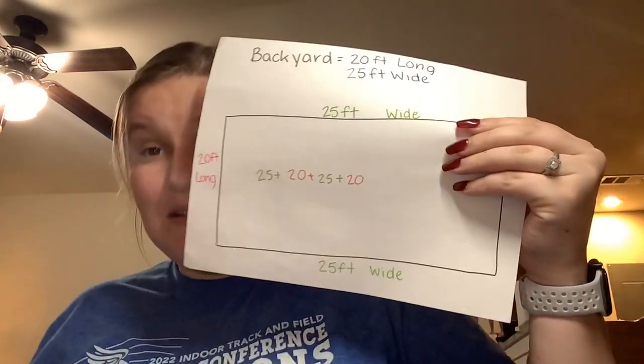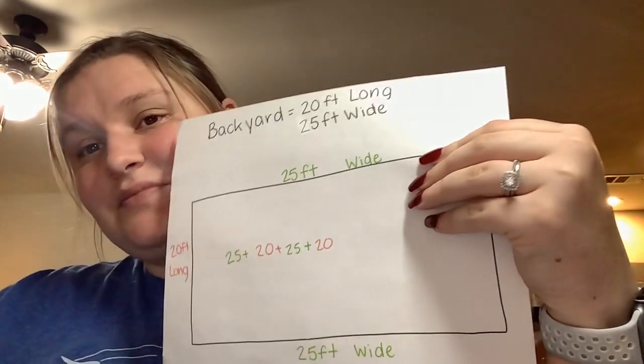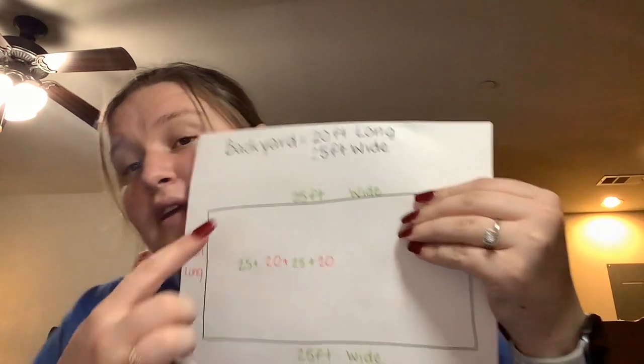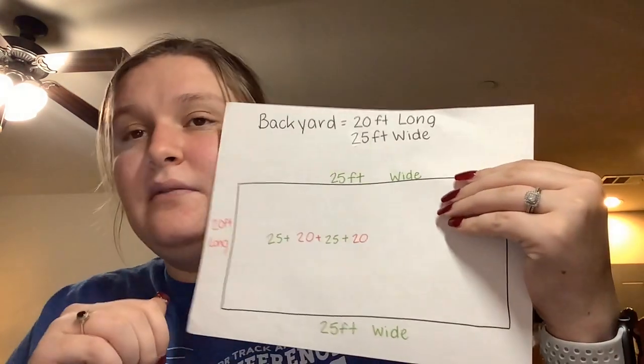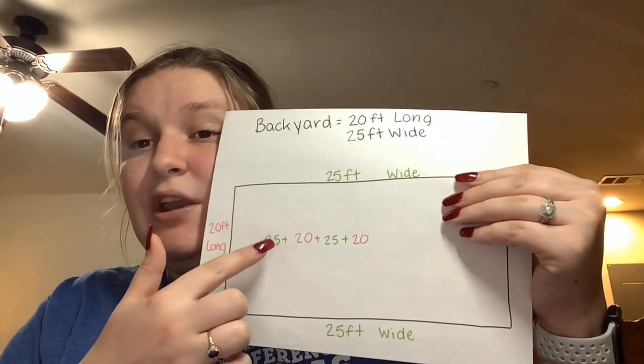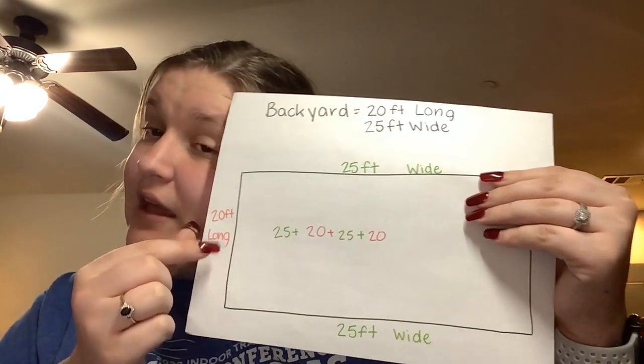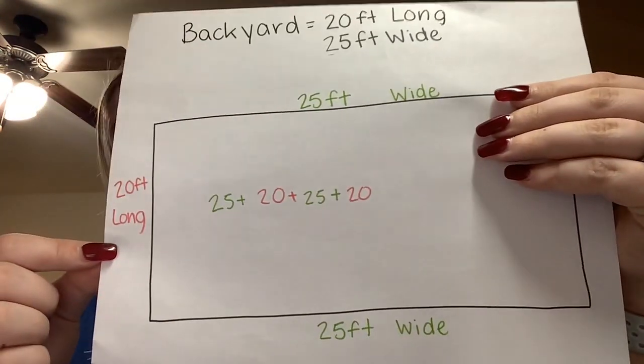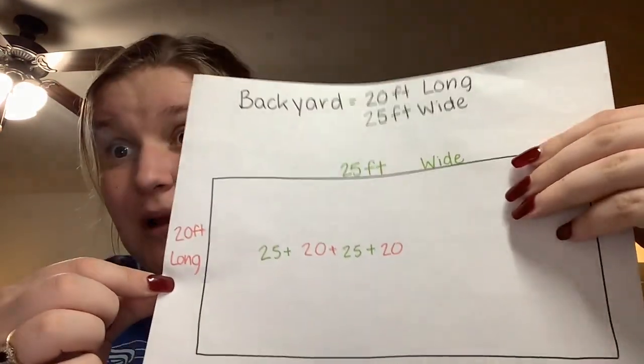We have 25 plus 20 plus 25 plus 20. That's great. Okay, I'm not going to make you solve it right now because that is not what we're worried about. I want y'all to notice something. So, in green, I have our, what does wide mean? It's our width, right? So in green, I have our width, and in pink, I have how long it is, but we're going to call this our length, okay?